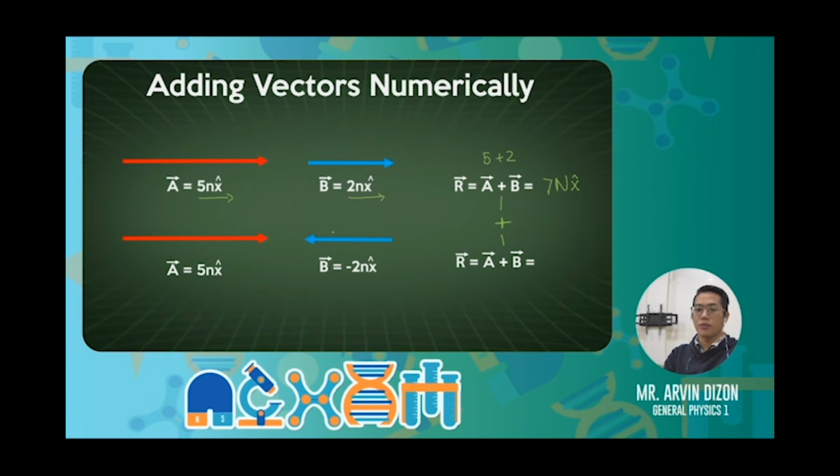However, what if the other vector is actually going in the opposite direction? So this is going to the right and the other one is going to the left. Our mathematical process will now be 5 plus negative 2. That will now be equal to 3 newtons still on the x-axis.